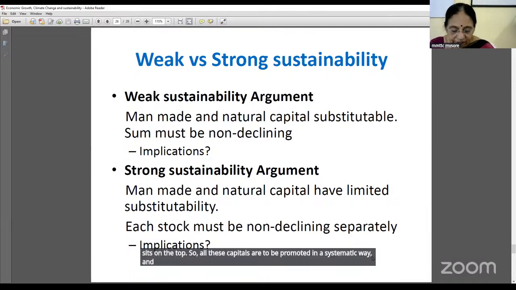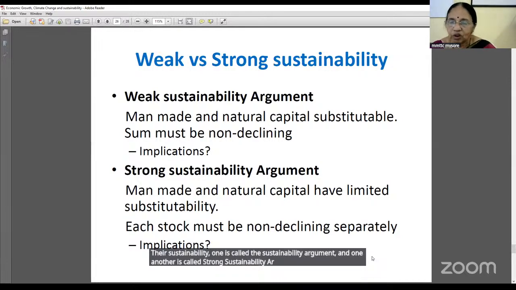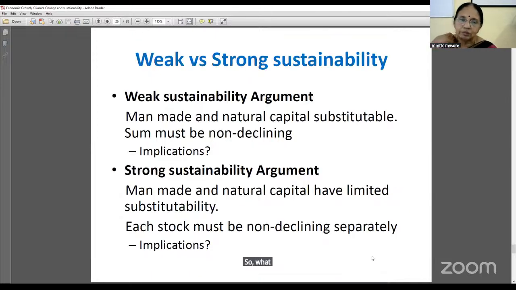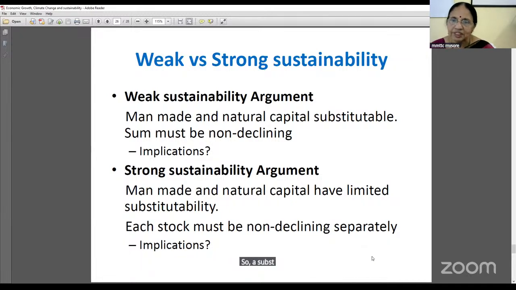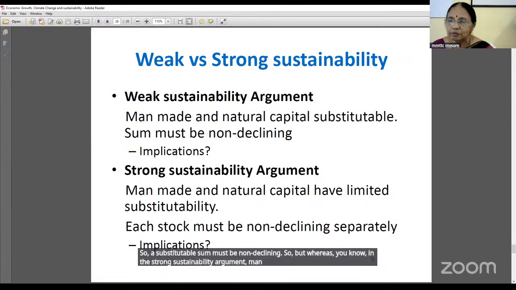And there are also different arguments about sustainability. One is called the weak sustainability argument and one is called the strong sustainability argument. What the weak sustainability argument says is, see, here I explained to you about the capitals, that man-made capital and natural capital are substitutable. Whereas in the strong sustainability argument, man-made and natural capital have limited substitutability. I'll explain what it means.